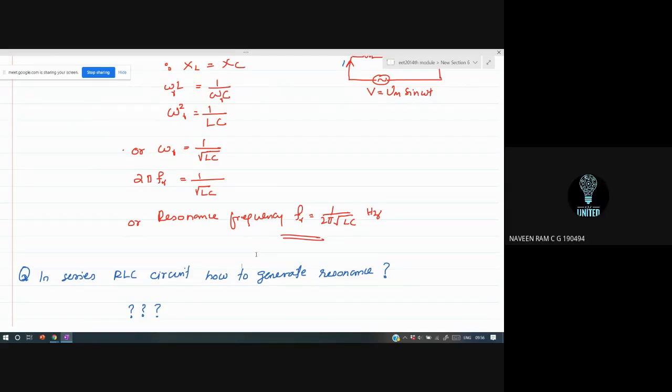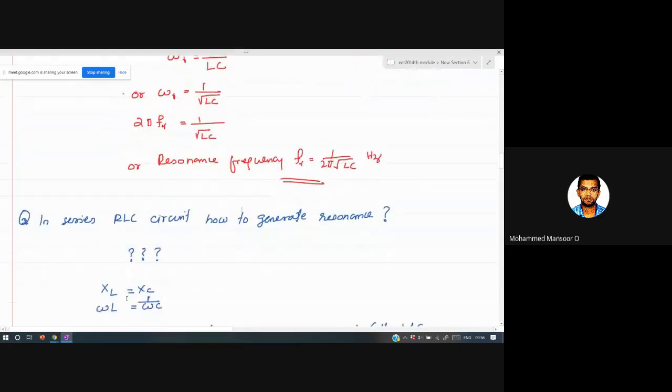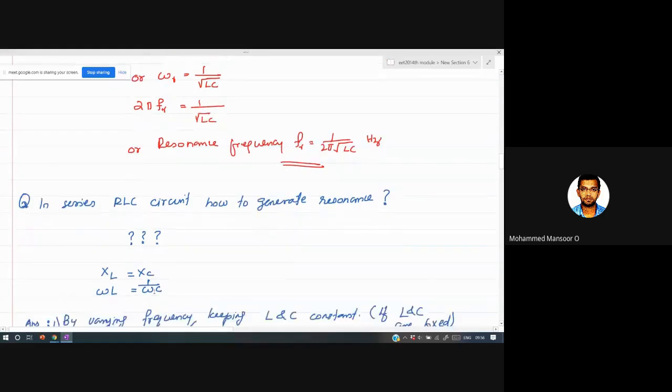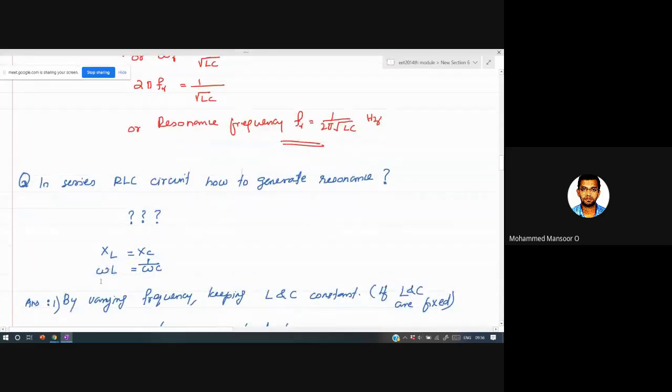Yes, that's supply voltage. Clear. If you are increasing the frequency, we know XL is equal to XC under resonance, omega L is equal to 1 by omega C. Both depend on frequency. So the first case is by varying frequency, keeping L and C constant. If L and C are fixed, by varying frequency, you can generate resonance.